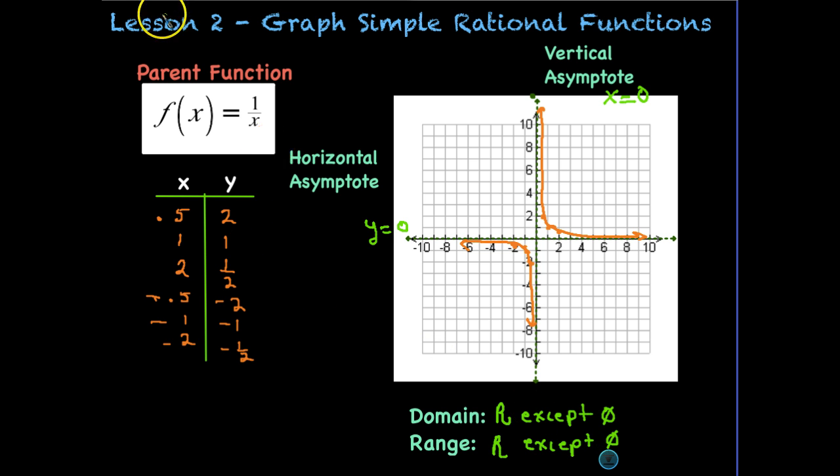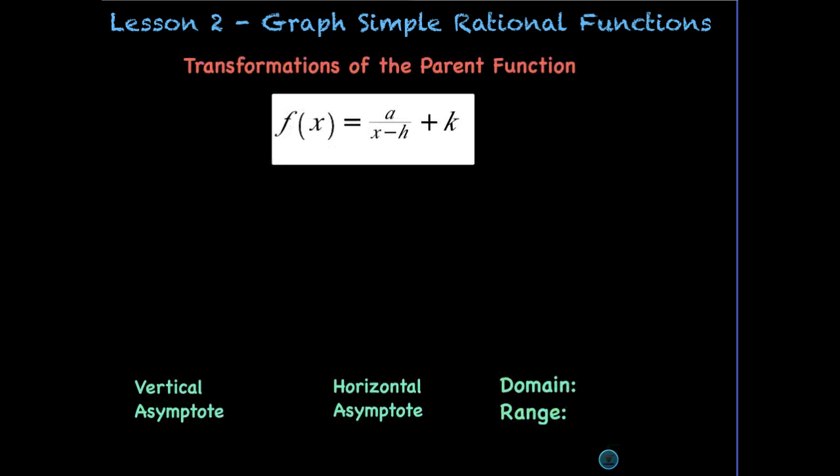Okay, now let's look at some transformations. In a simple rational function, our transformations will look like this. We'll have an a, which will represent a stretch, or a shrink if it was a fraction, but we won't see that as a fraction, so we'll call this a stretch. We may also have a negative in front of here, which would cause our legs to reflect.